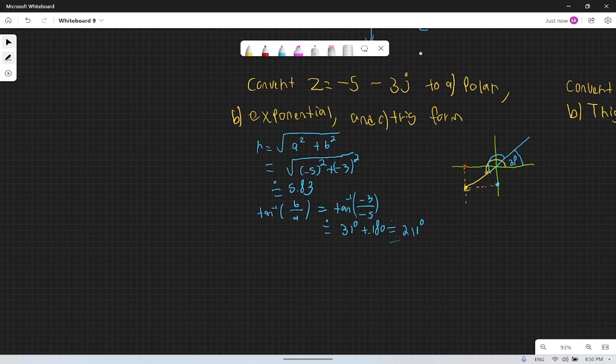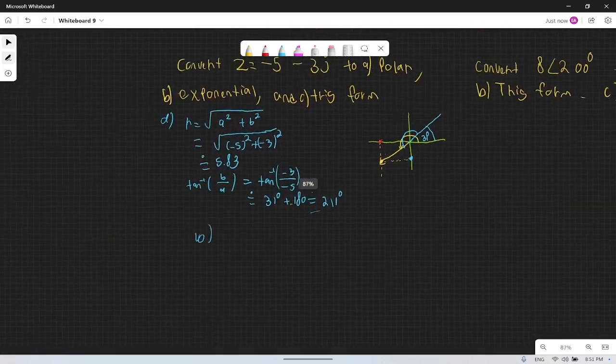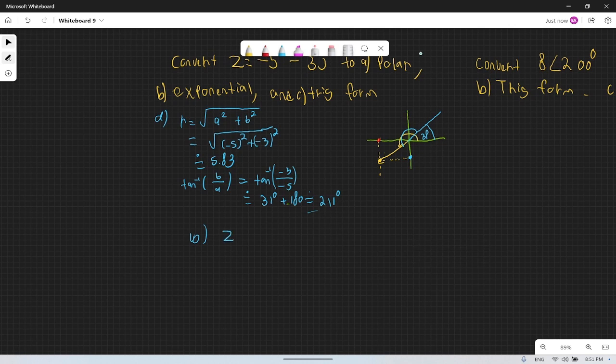So that was part A. Next up we have our exponential form. Our exponential form is z equals r e to the j theta, depending on where they put the j. We've already found our r equals 5.83, so z equals 5.83 e to the angle theta, and this is where we have to make a change. Theta equals 211 degrees, but in exponential form, we want to have that in radians.